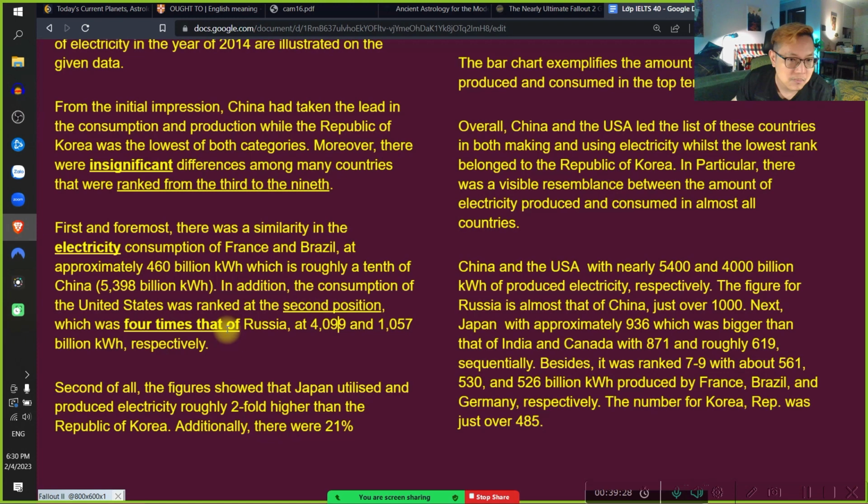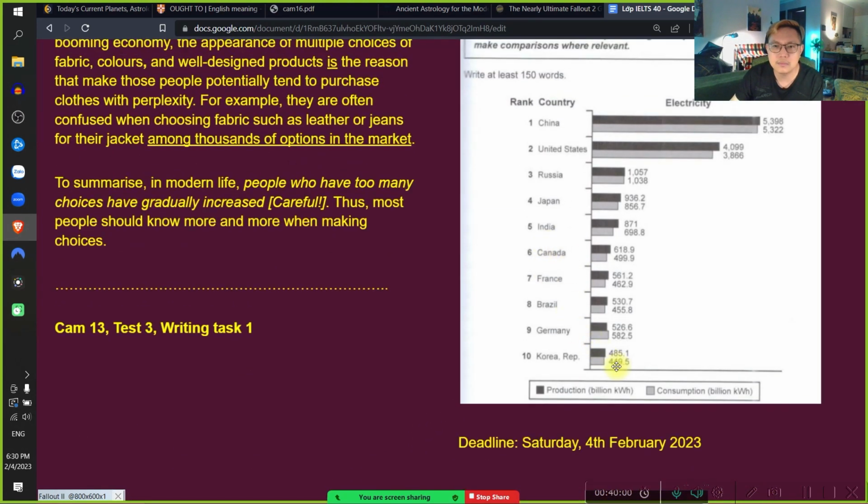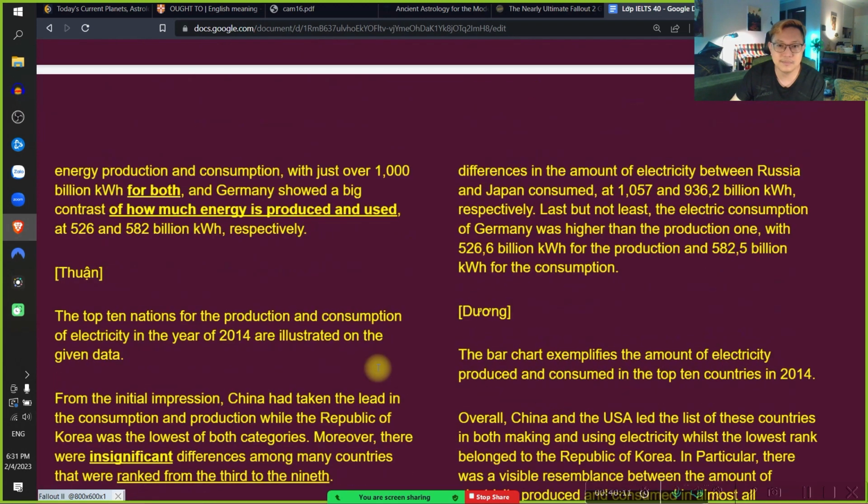Okay. Two-fold. Okay. And then Republic of Korea. I have to check. Right, Korea. Được gấp đôi thiệt mà. It's actually double, almost double. Alright, additionally, thêm vào đó, there were 21% differences. Sao biết được khác nhau 21% hay vậy? Em cộng, em trừ. Okay, you minus of them. Okay. In the amount of electricity between Russia and Japan consumed.